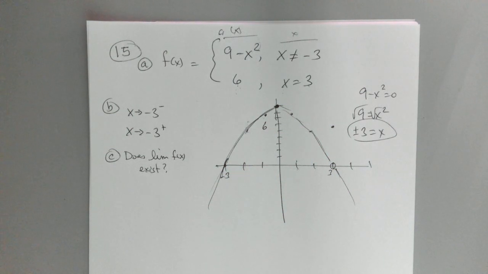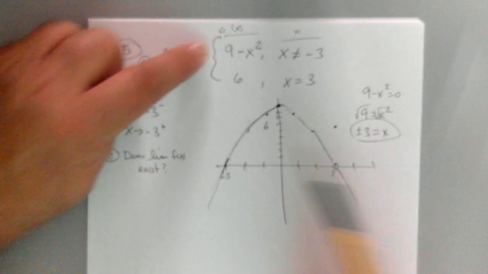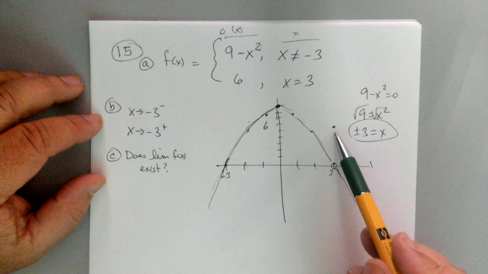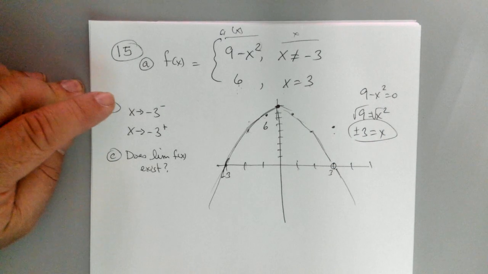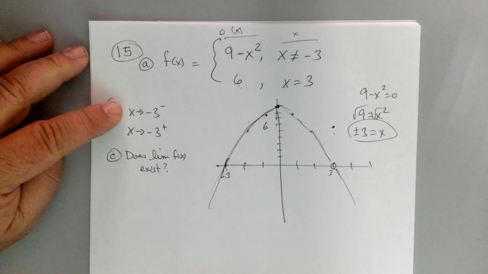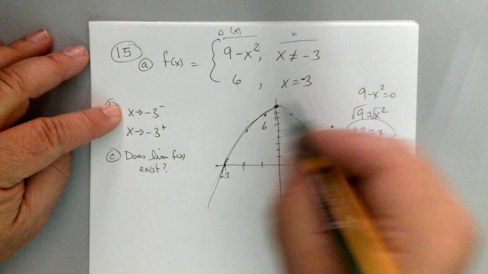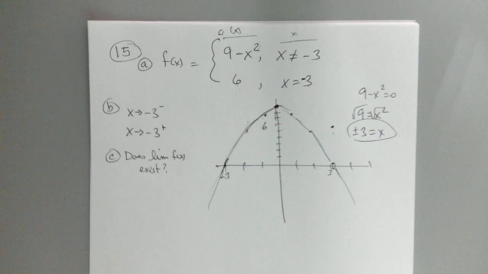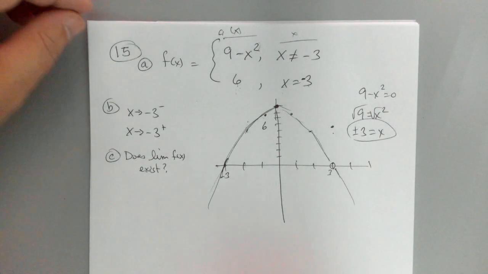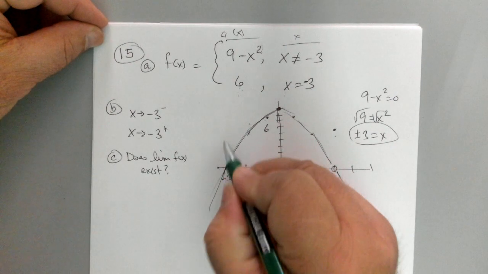Is it continuous? The function itself is continuous. It's just that this graph isn't. So as we approach negative, that's supposed to be negative 3. Yes, negative 3. I'm sorry, I miswrote it. It's at 6.